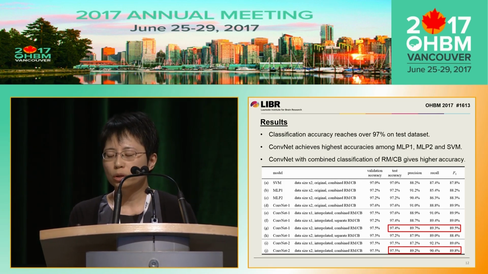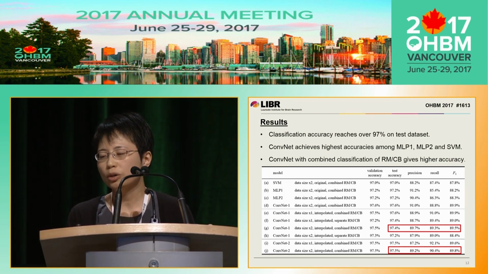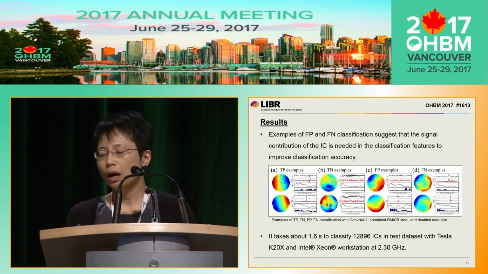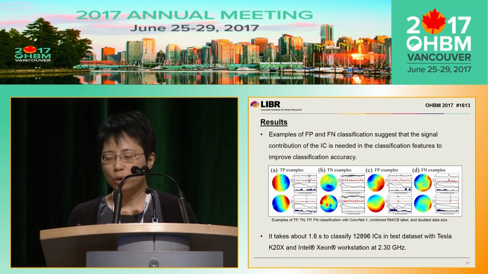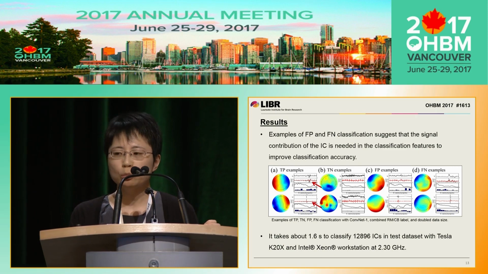Therefore, we want to examine the classification results and check what led to the false classification. Here are some examples of the true positive, true negative, false positive, and false negative classifications of the motion ICs.